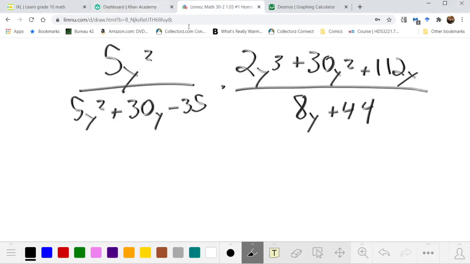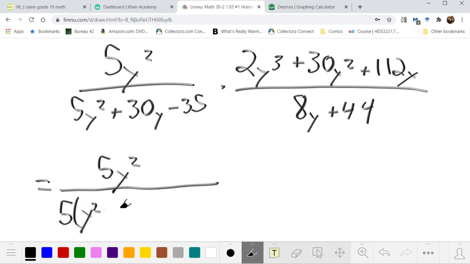So now we have transcribed the question over here. Let's start by pulling out any common factors that we can find in our two numerators and denominators. So our first numerator is already a monomial. There's not much we could do with that. But our second one does have a factor of 5. It gives us a y squared plus 6y minus 7.